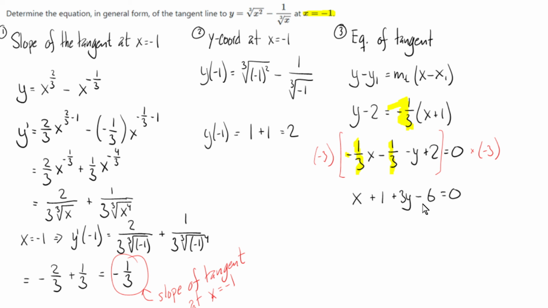And now we can wrap this up. We're going to get x plus 3y minus 5 equals 0. So that's going to be the equation of the tangent line in general form.